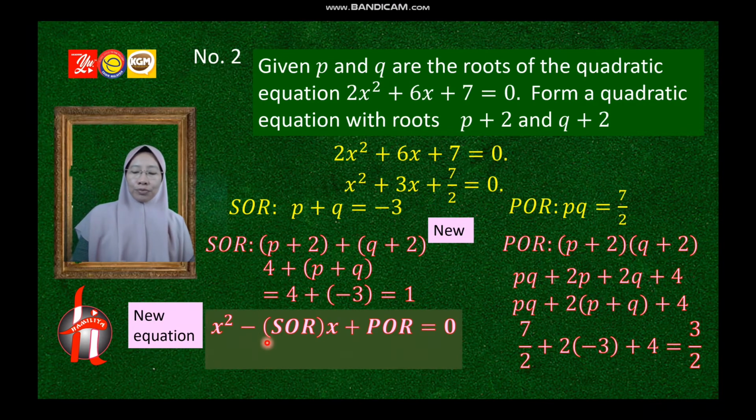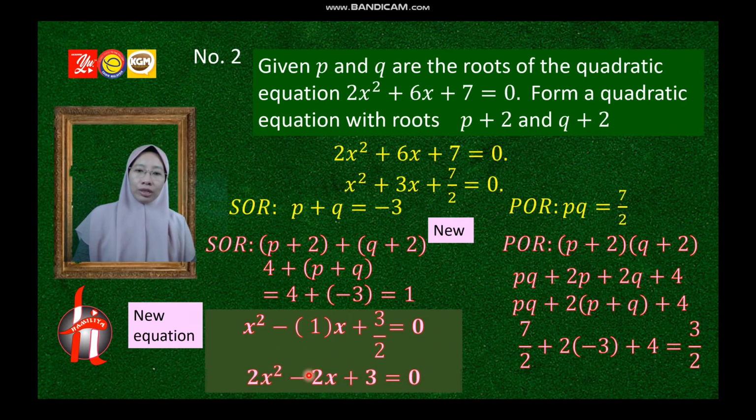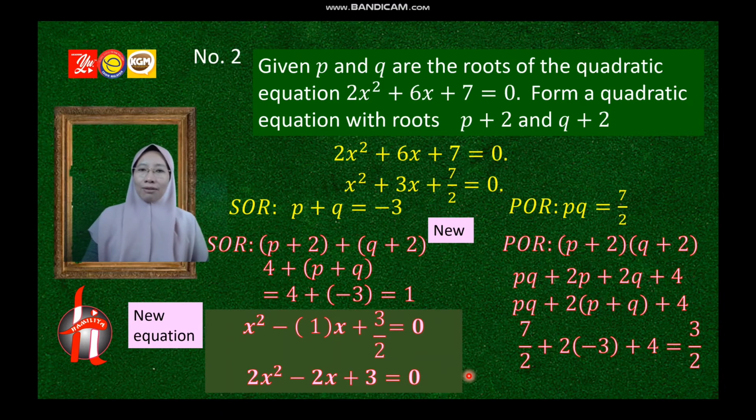Now since we have all the information needed, we can now substitute them into the new equation. Just substitute there. You get x squared minus 1x plus 3 over 2 equals 0. So this is the new equation. But we must not leave it like this. It should be written as, now here I just multiply everything with 2. So you get 2x squared minus 2x plus 3 equals 0. Okay, that's how we form a new equation with new roots.